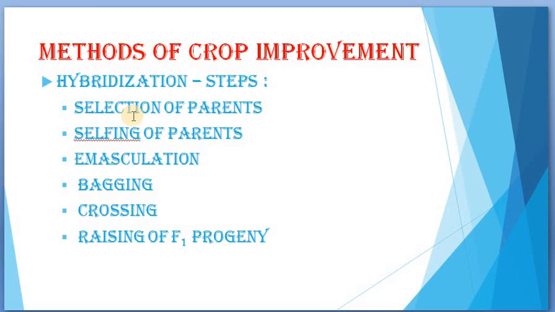By this hybridization, what we are going to get is a crop which is a little bit improved compared to the previous one. Why do we learn about this? Because we are learning about methods of crop improvement, isn't it? So how is the crop being improved? By doing any of these steps, we are doing this hybridization technique.